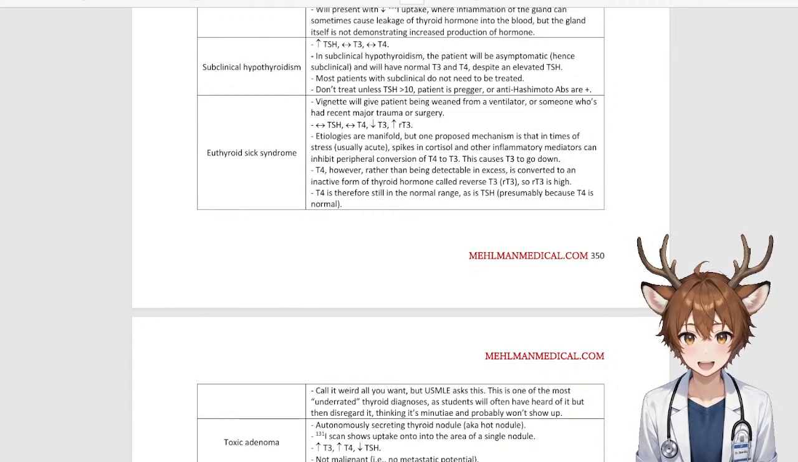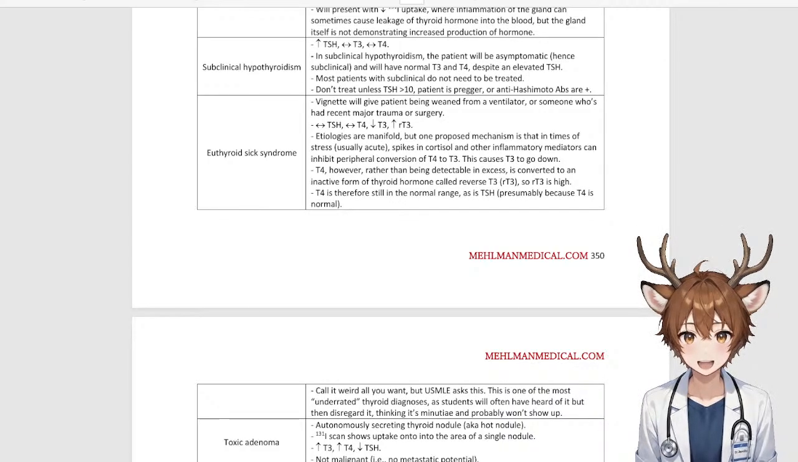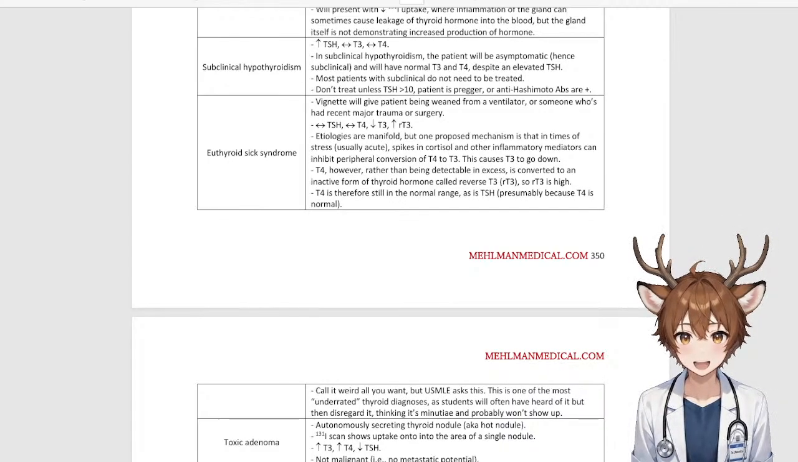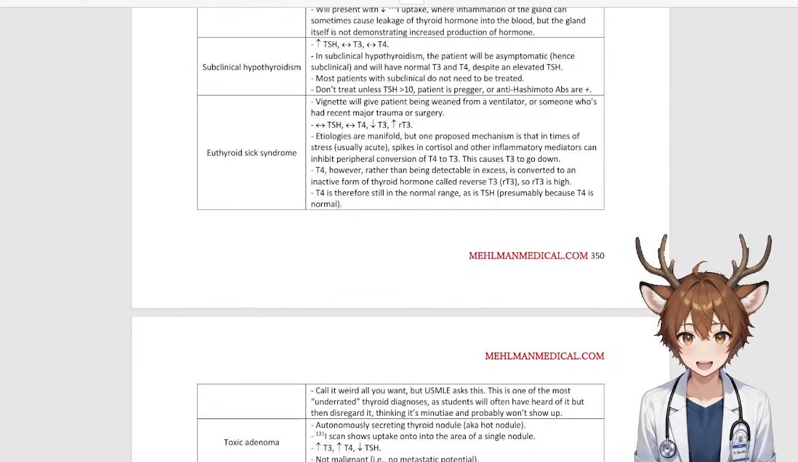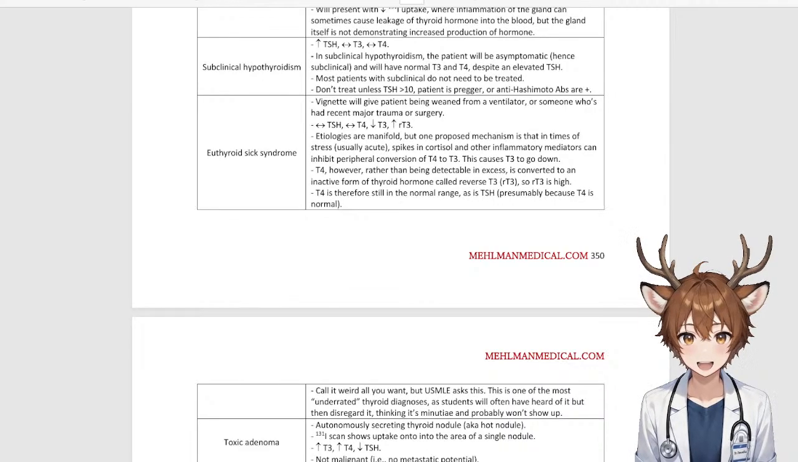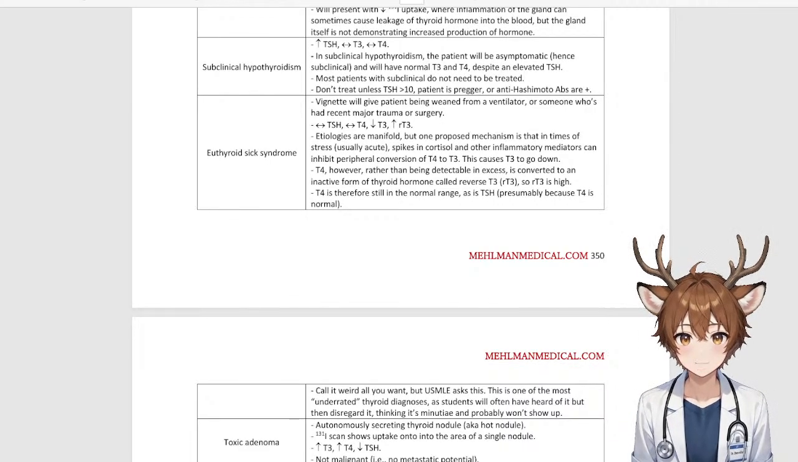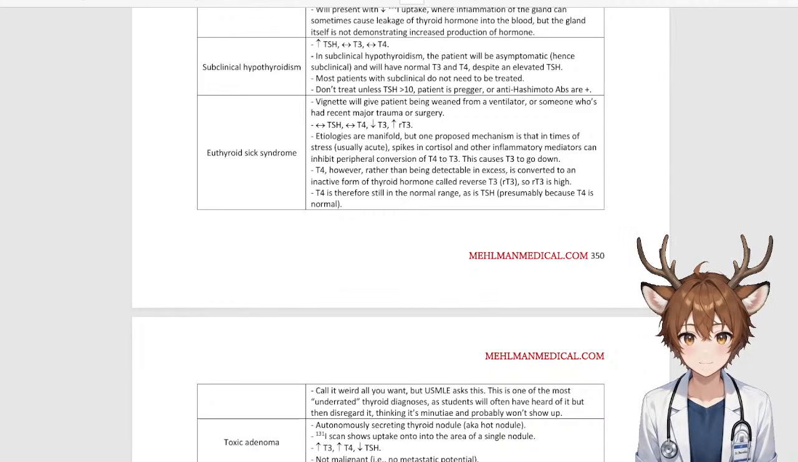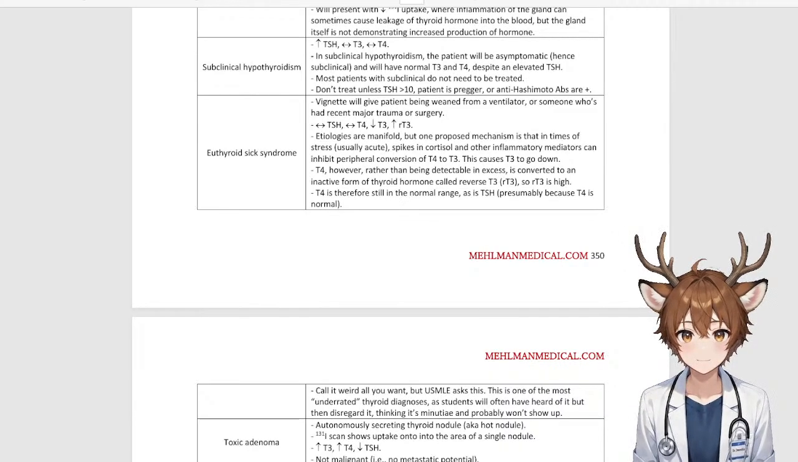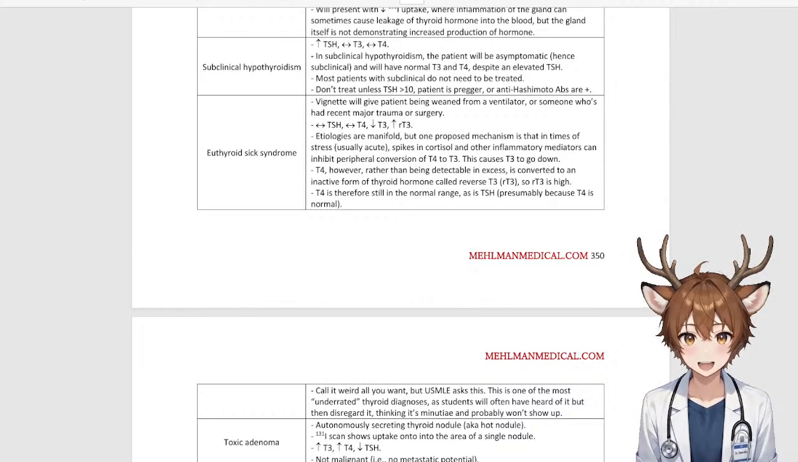Subclinical hypothyroidism. Elevated TSH, but basically the same levels of T3, same levels of T4, but elevated TSH. In subclinical hypothyroidism, the patient will be asymptomatic, hence subclinical, and have a normal T3 and T4 despite an elevated TSH. Most patients with subclinical do not need to be treated. Don't treat unless the TSH is greater than 10, the patient is pregnant, or Hashimoto's antibodies are positive. That makes more sense. Hashimoto antibodies are positive.